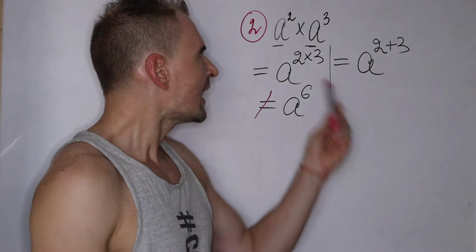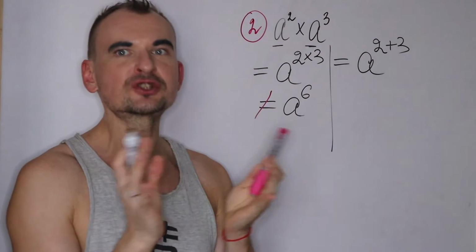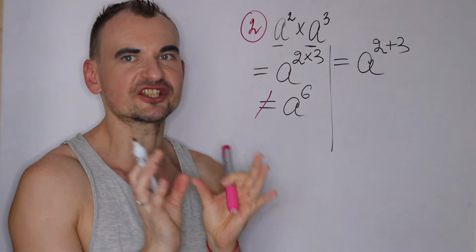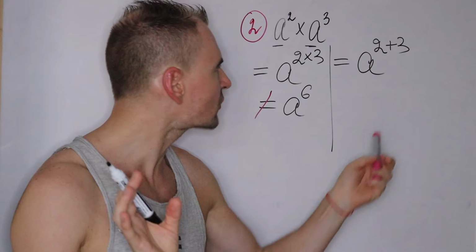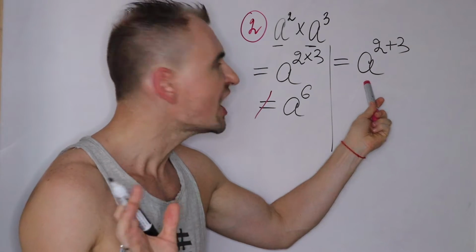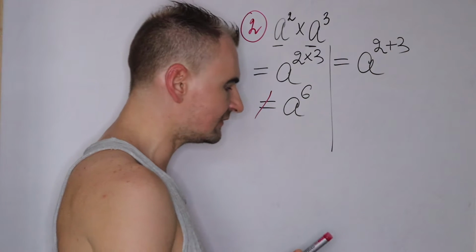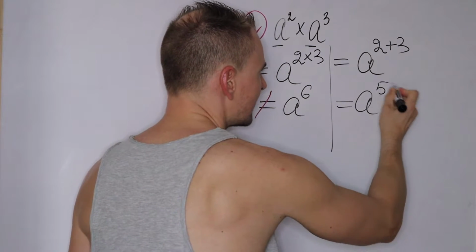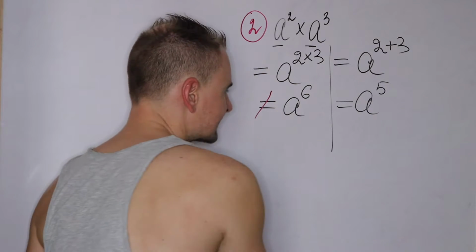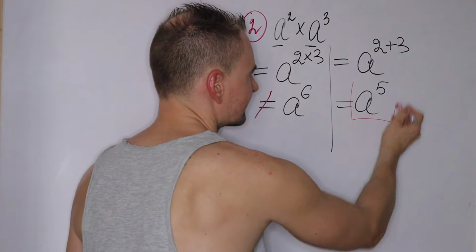So again, when it comes to multiplication of 2 indices with the same base, you want to keep this common base, which is a in this case, and you want to add these powers. So 2 plus 3 gives you 5, so a to the 5th power. That's going to be your correct final answer to this problem. So not a to the 6th.